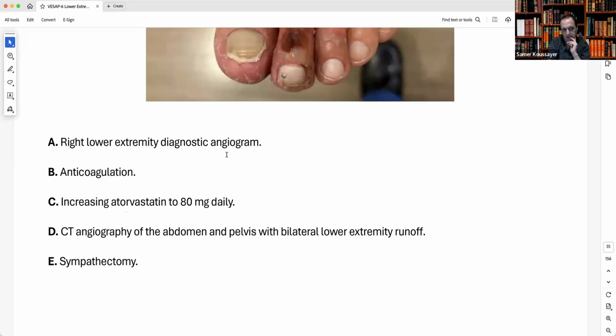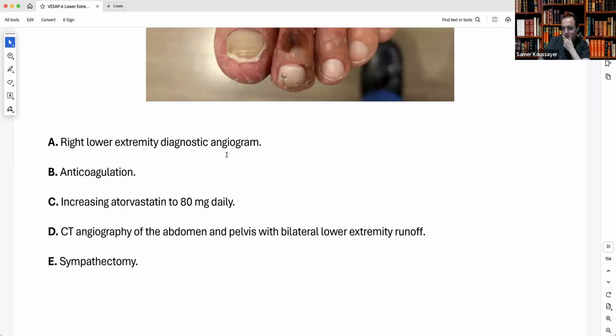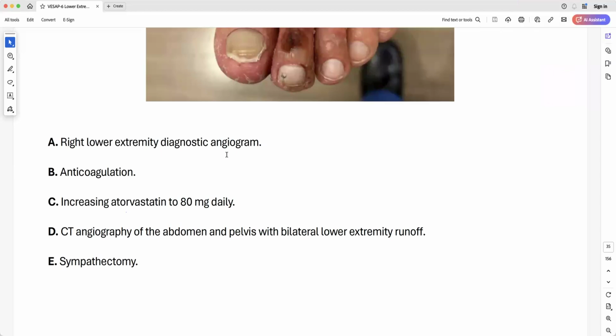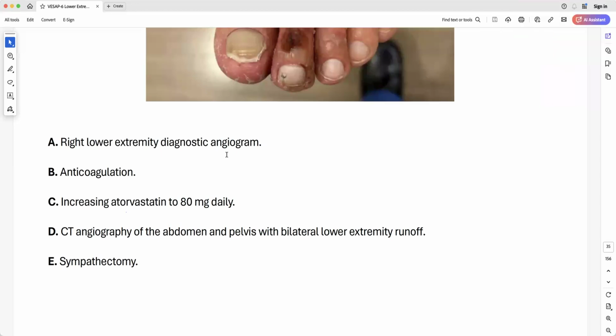Okay, next one. Anticoagulation. Also no need. Oh, okay. Increasing atorvastatin to 80 milligram daily. This is the correct one. Okay. And CT angiography, no need. Sympathectomy, also no need. Okay.